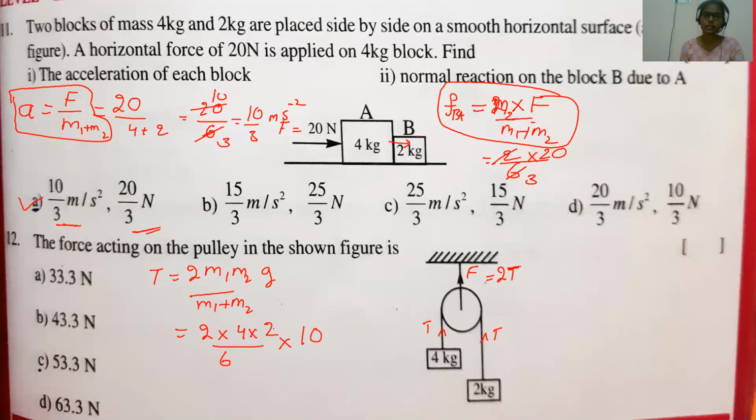Now cancel the terms. 2 ones are 2, 3 twos are... again 4 twos are 8, into 10, this is nothing but 80 by 3. M1 into m2 into g is 10, divided by m1 plus m2 which is 6. So cancel the terms. 2 ones are 2, 3 twos are. So 80 by 3 is there. You can calculate 80 by 3, children. Simplify 80 by 3 and you will get the answer.